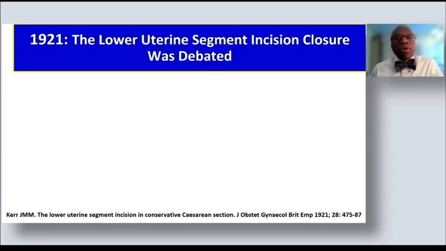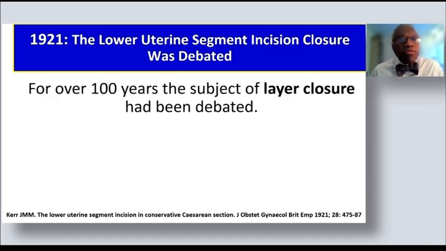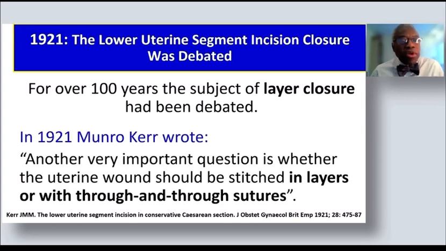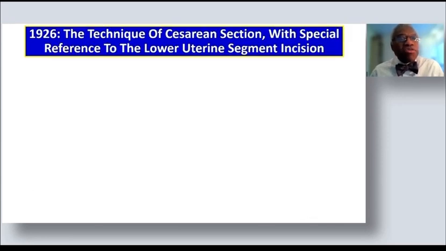In 1921, the lower uterine segment incision closure was debated, and for over 100 years, the subject of layer closure has been of concern. In 1921, Monroe Kerr wrote, "Another very important question is whether the uterine wound should be stitched in layers or with through and through sutures." Five years later, he published the technique of cesarean section with special reference to the lower uterine segment incision.